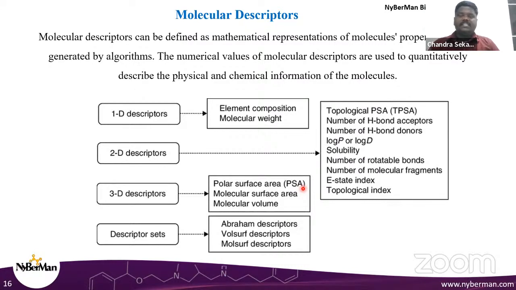ADMET properties are majorly focused upon pharmacokinetics, correct? But apart from that, we have several other properties. The current trend is about knowing quantum mechanical parameters like HOMO and LUMO. I hope you might be aware of that. If not, you may search for it: highest occupied molecular orbital, lowest unoccupied molecular orbital, HOMO, LUMO. These parameters are widely used.